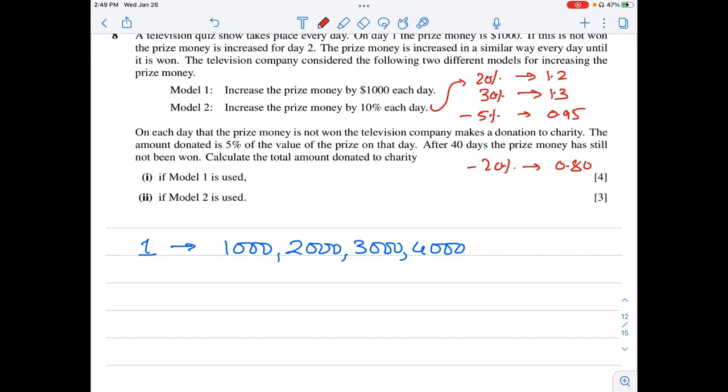On each day the prize money is not won, the television company makes a donation to charity. The amount donated is 5% of the value of the prize on that day. After 40 days, the prize money has still not been won. Calculate the total amount donated to the charity.